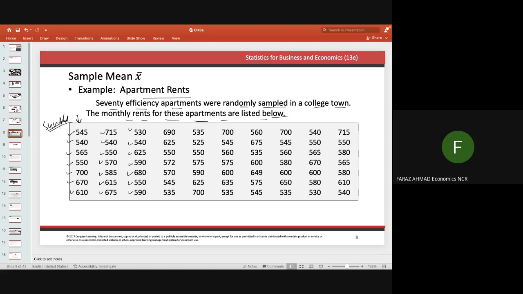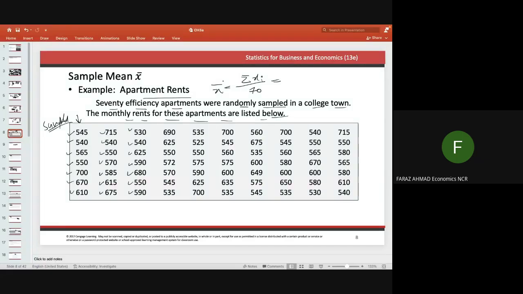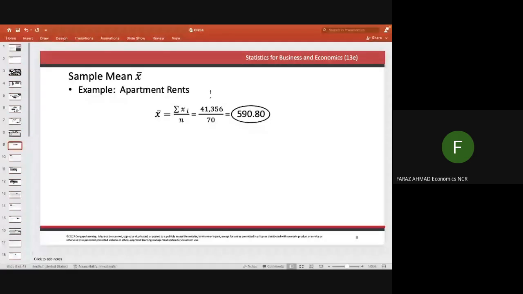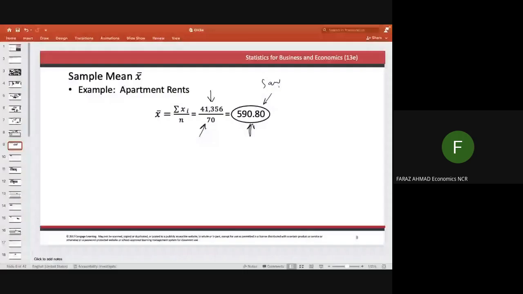If we add all these numbers, we will call it summation xi, and then divide it by 70, what we get is the sample mean. So that is what is done here. If we add all of them, 41,356 is the sum of apartment rents, and because there are 70 apartments, we divided by 70, and what we get is 590. So this is the average rent or sample mean of X, where X is apartment rents. So we got our X bar like this.